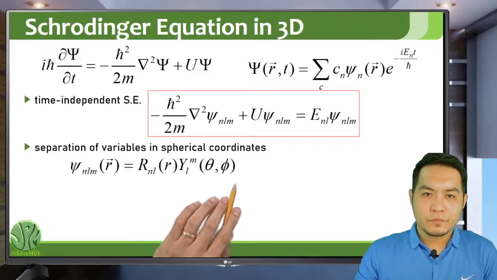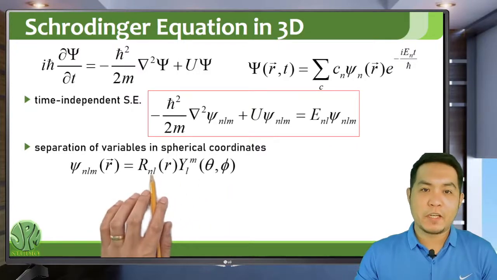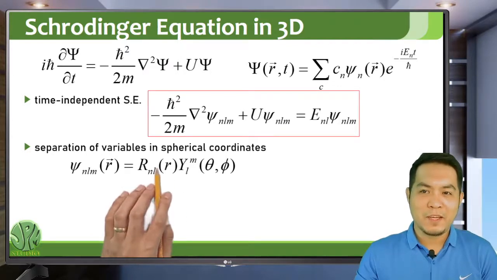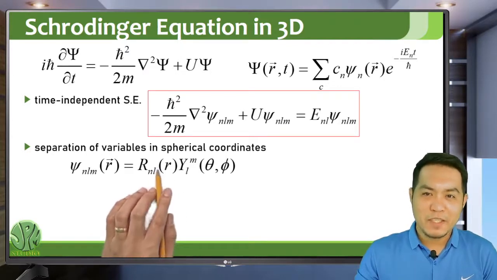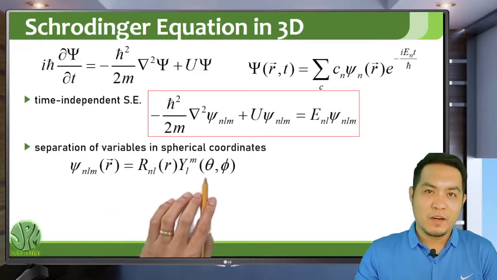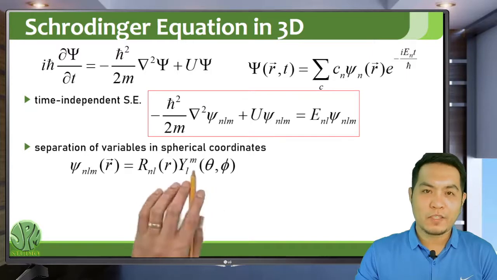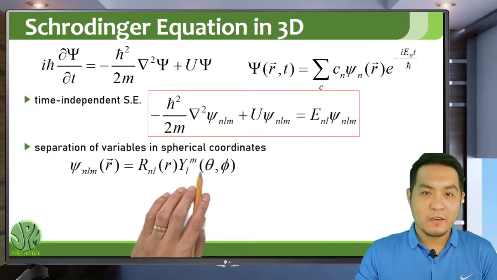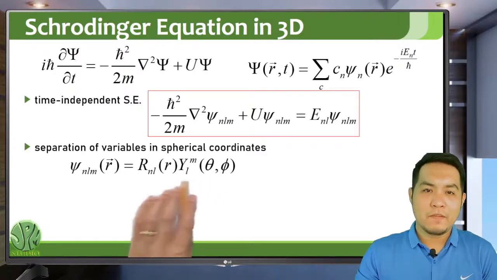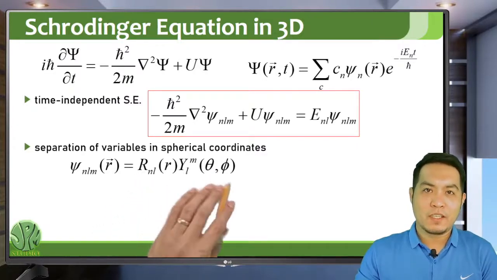So the solution to the radial part, I will no longer be deriving because it will take a lot of time. The solutions of this are Bessel and Neumann functions, and the solutions of the angular part are spherical harmonics. So in spherical harmonics, there are Legendre functions involved here. So I will leave the solutions to this to you.